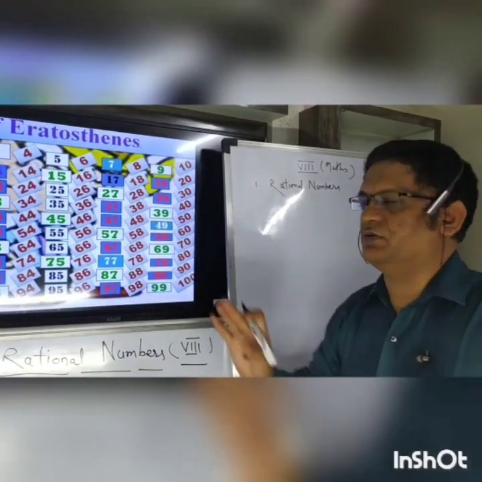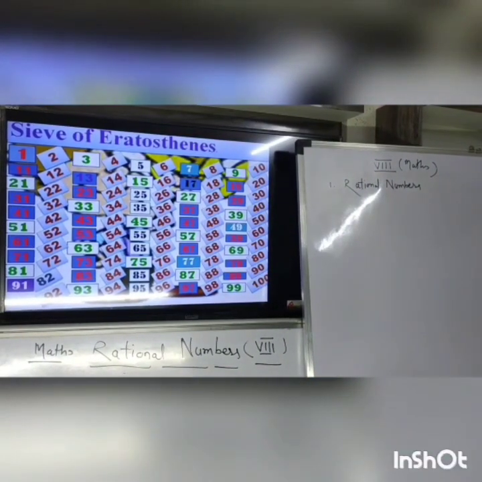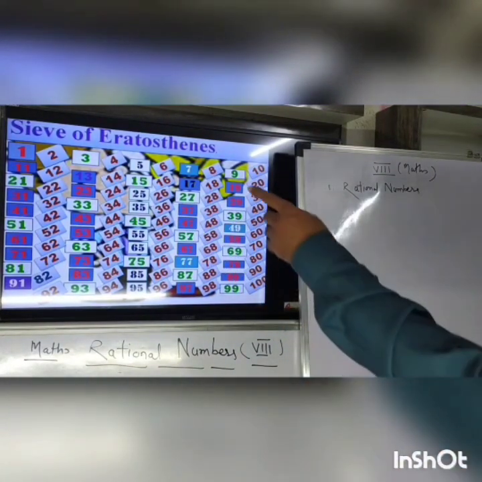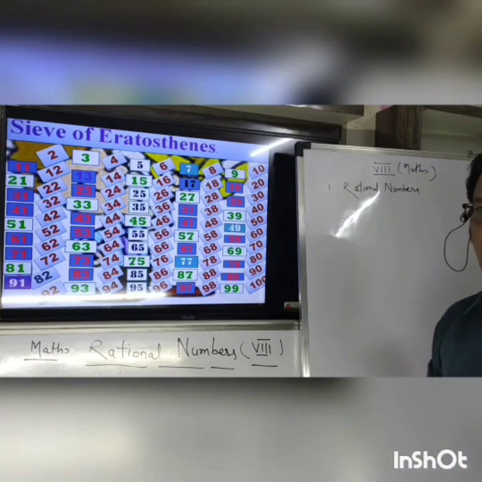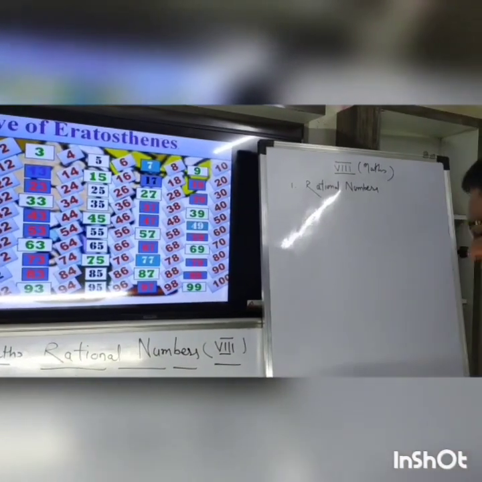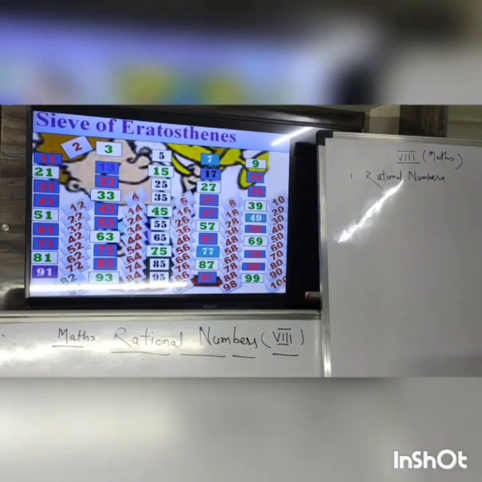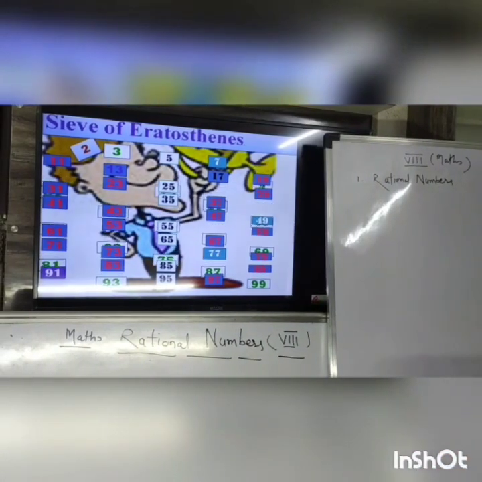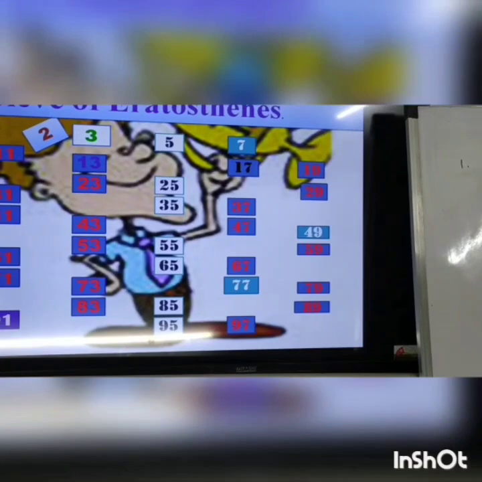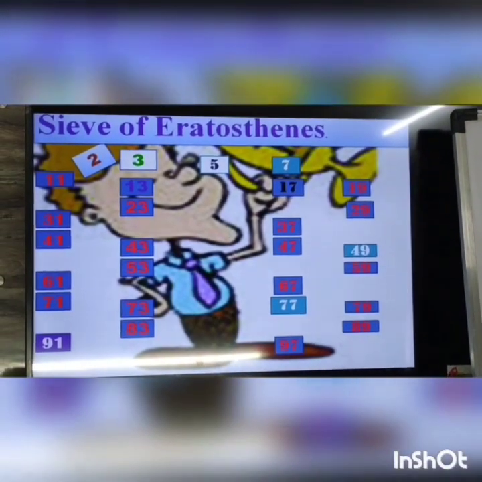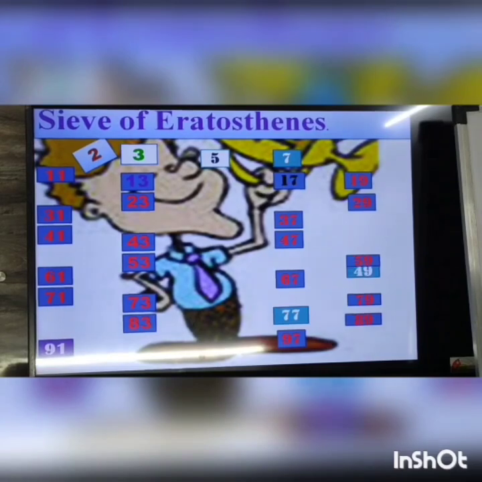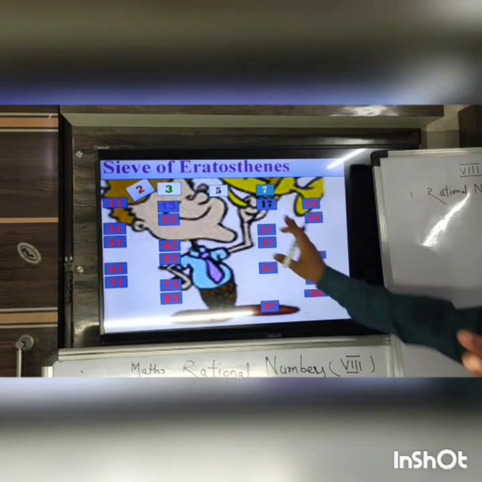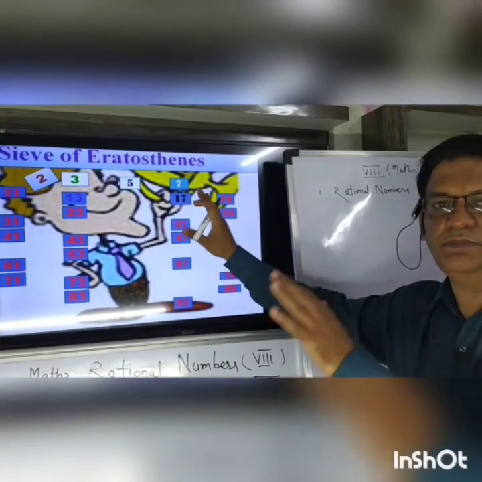Let us see the sieve of Eratosthenes. In the sieve of Eratosthenes, what has Eratosthenes done? He first of all removes 1 because he knows that 1 has only one factor. He removes 1. After that, he removes all multiples of 2 and retains only 2. Later on, he removes all multiples of 3, then of 5, then of 7. Likewise, when all the multiples are removed, the remaining numbers are the table of prime numbers.